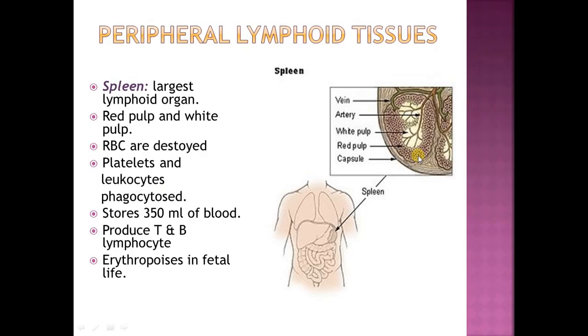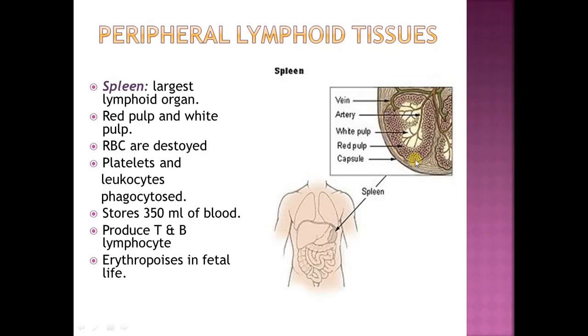If too many RBCs are destroyed, then you become anemic. When too many leukocytes or WBCs are destroyed, you call it leukopenia. When too many platelets are destroyed, it is called thrombocytopenia. Mainly this occurs in case of infections. Then the whole spleen gets enlarged, which is called splenomegaly. The most common time splenomegaly occurs is during malaria. So it produces both T lymphocytes and B lymphocytes also.